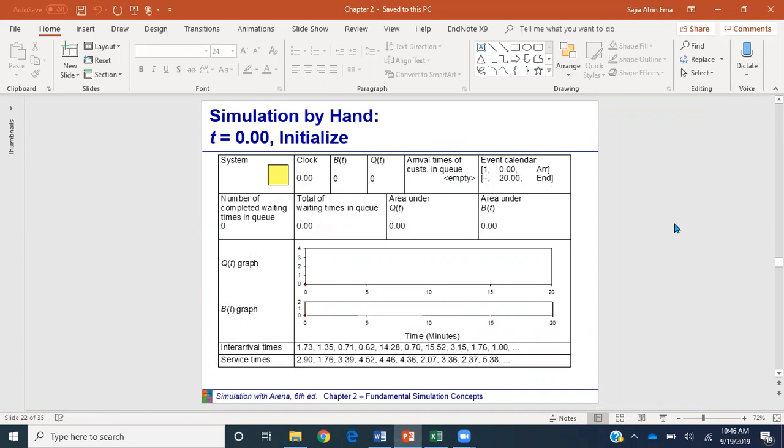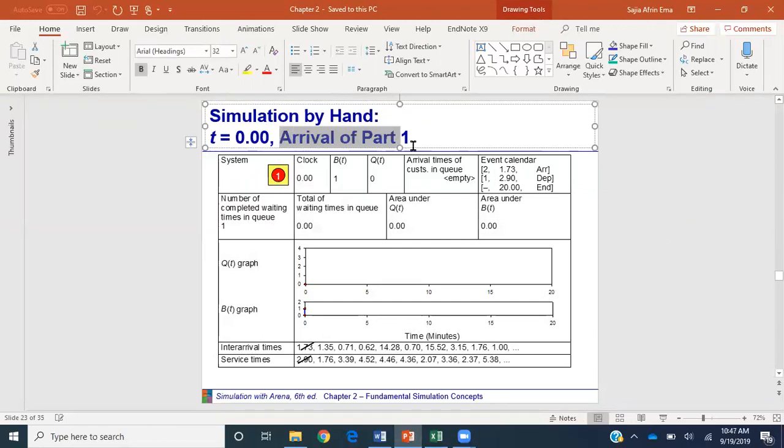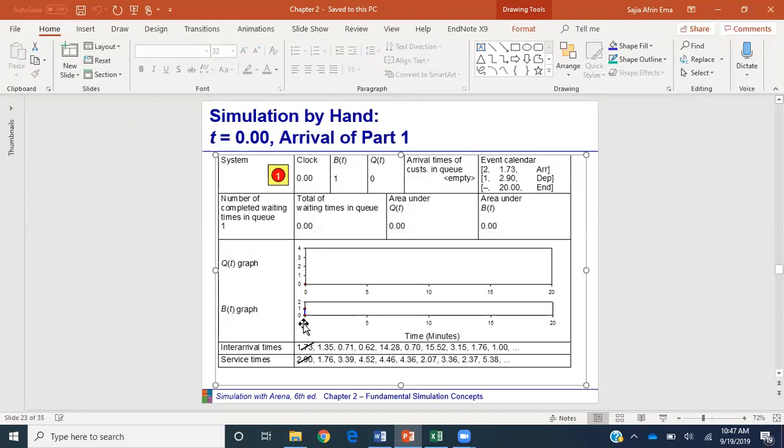Okay, I'll go ahead and go to the next slide. So at 0 minute, arrival of part 1 occurred. So part 1 came in and then sees the resource. Clock is 0, BT straight up went to 1 because part 1 is in the service. That's why it's 1. QT is 0 because it came in and it just passed the queue. Arrival time of customer in the queue is 0.